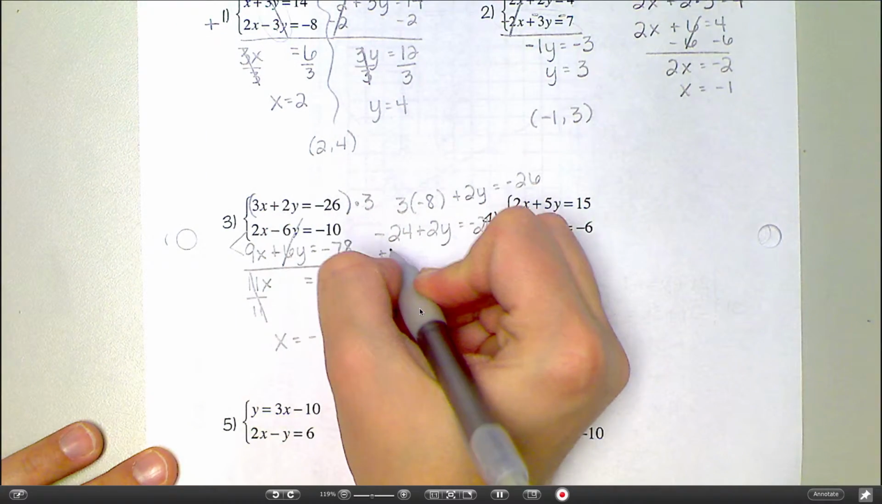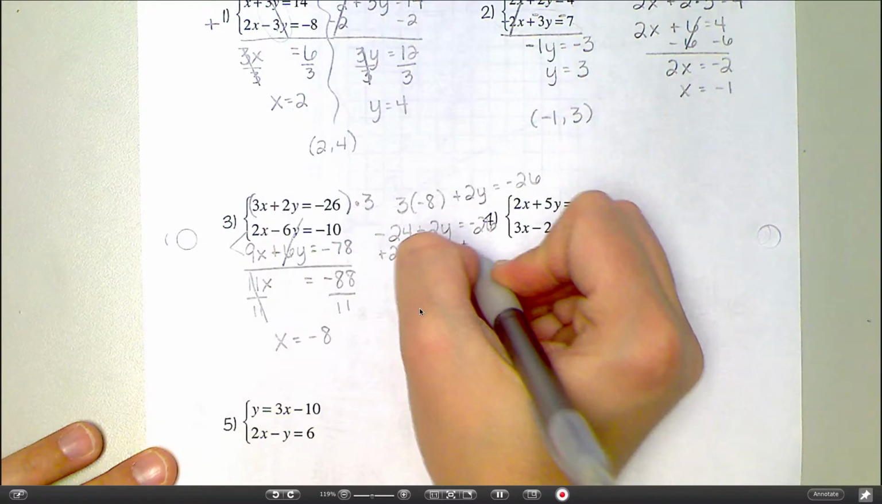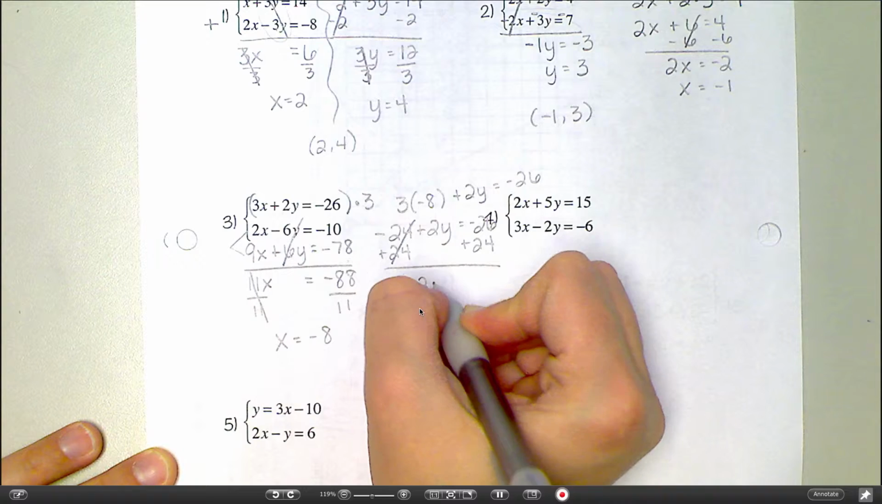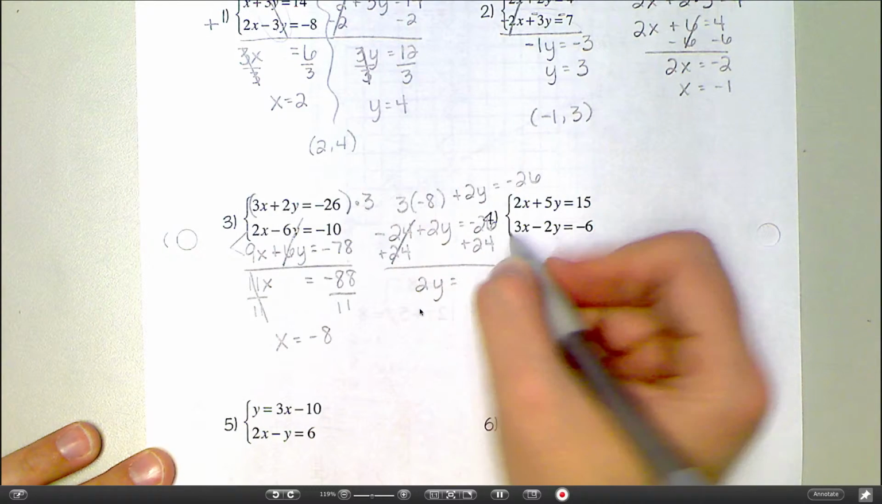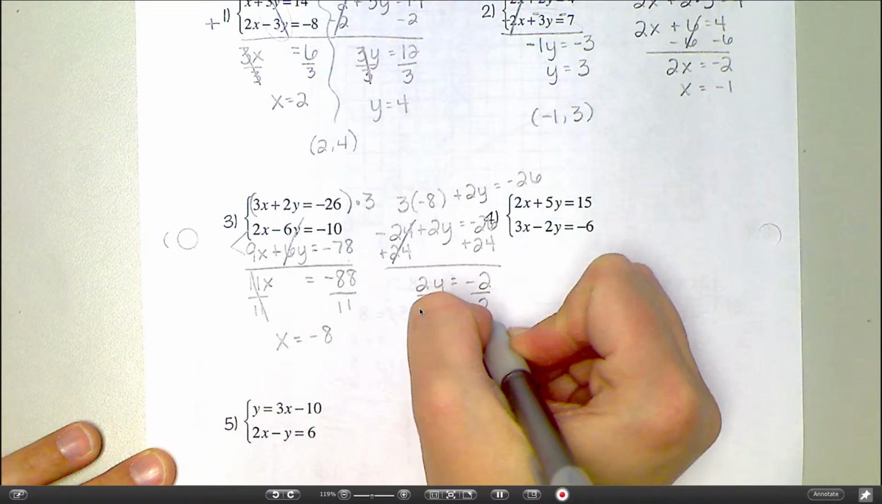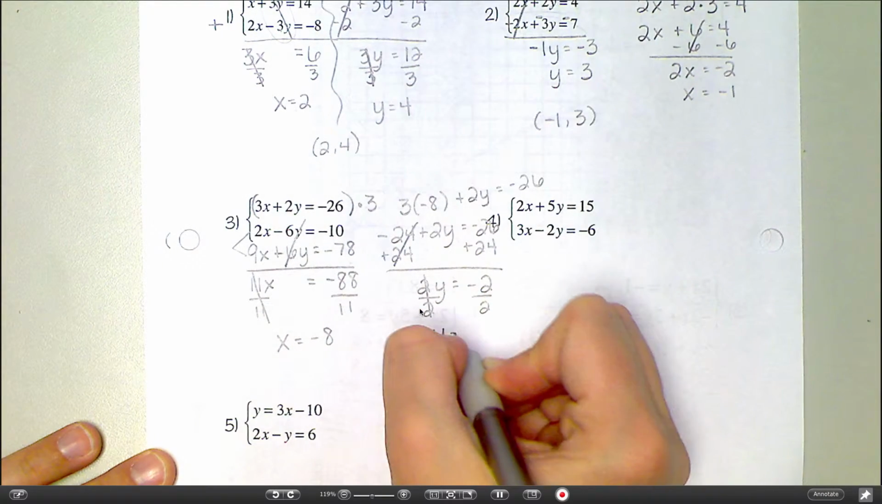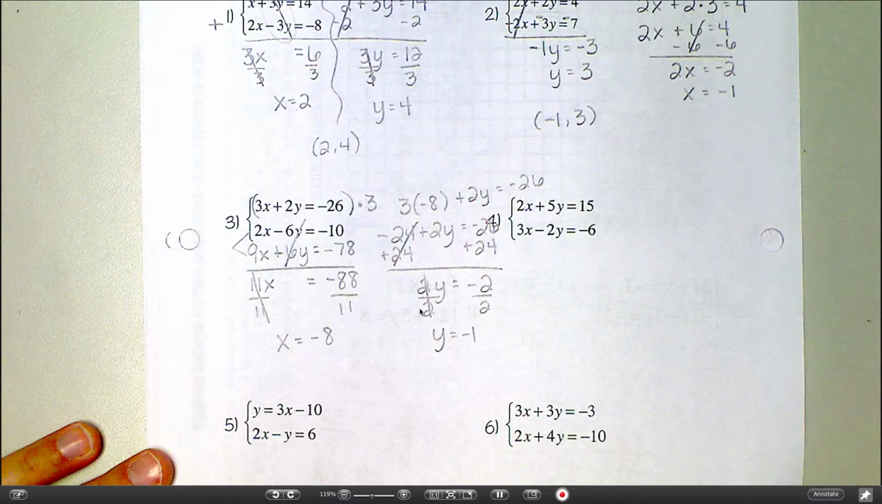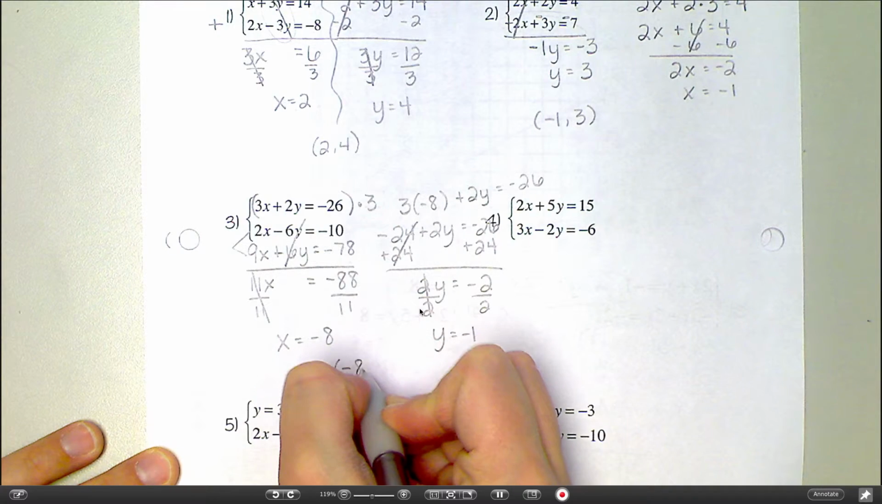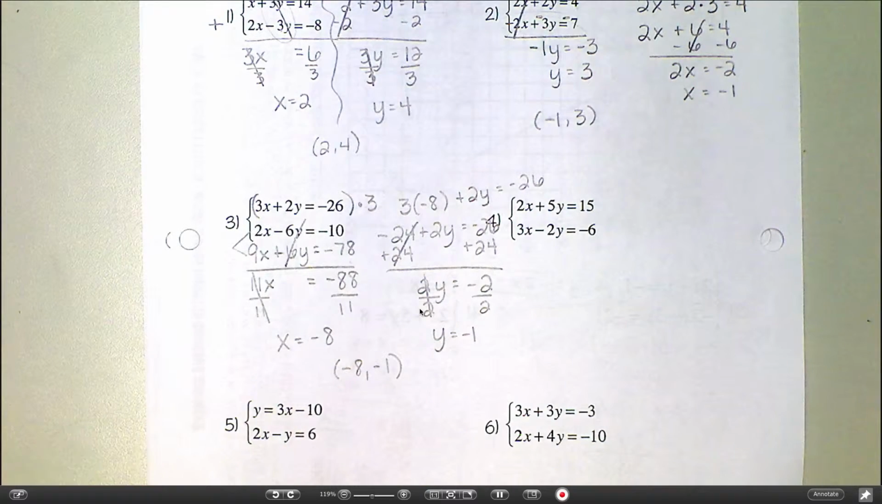Let's add that 24 to each side. 2y equals, sorry that got kind of crammed, but that's going to be negative 2. Divide by 2, y equals negative 1. Okay. So final coordinate, negative 8, negative 1. Okay, good.